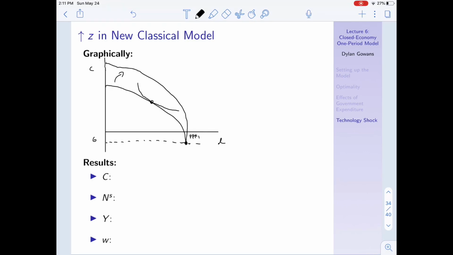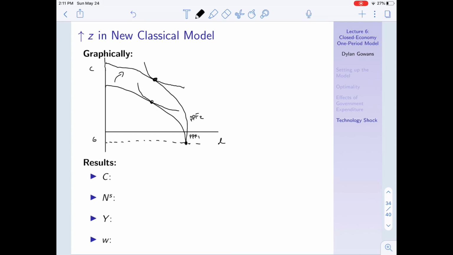And so again, the consumer then picks some new point of optimality given by the tangency of its indifference curve and the PPF. Or that is, the social planner does that. If it was the consumer, we would have to draw the budget constraint and so on. But given that the solutions to the two problems are identical, here we work with the social planner's problem. And so this is PPF2, production possibilities frontier 2. Okay, so what are the results?